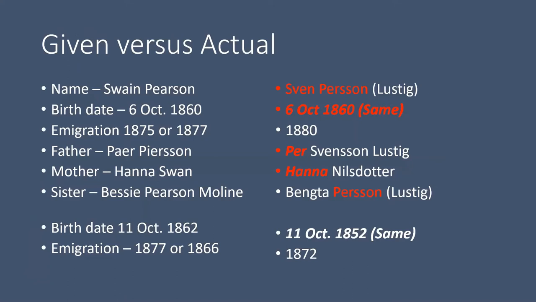Pearson, he may have used the son's name, Swain's name, instead of the patronymic, so that made sense. Hannah was right, we're not sure why Swan, and the sister's information was correct. Her immigration date was not, but that again is pretty normal.